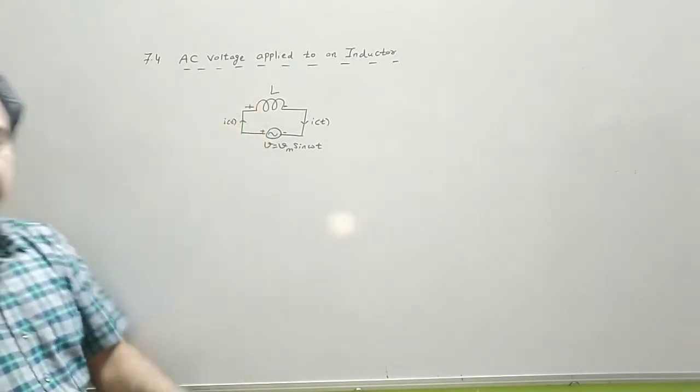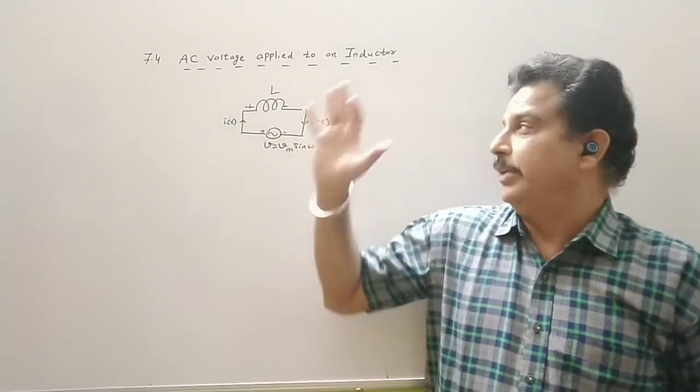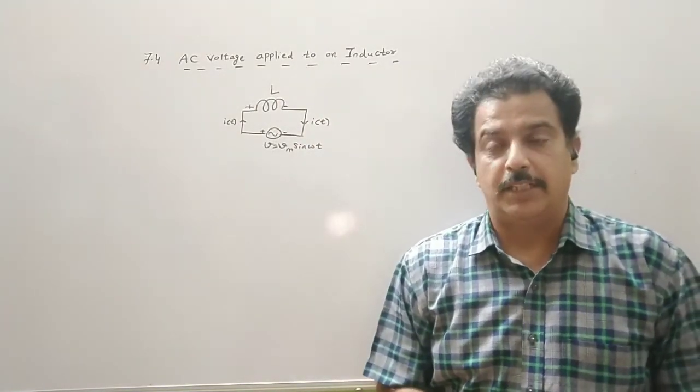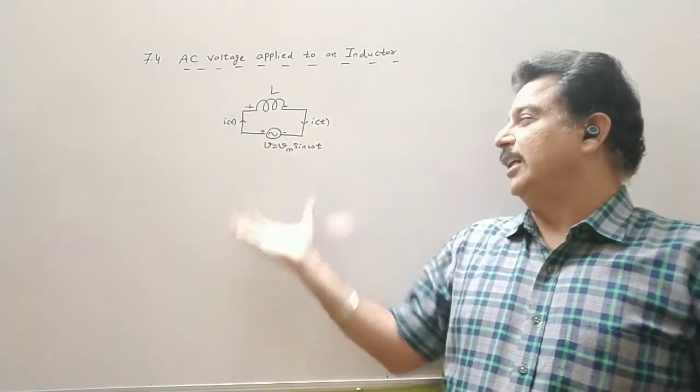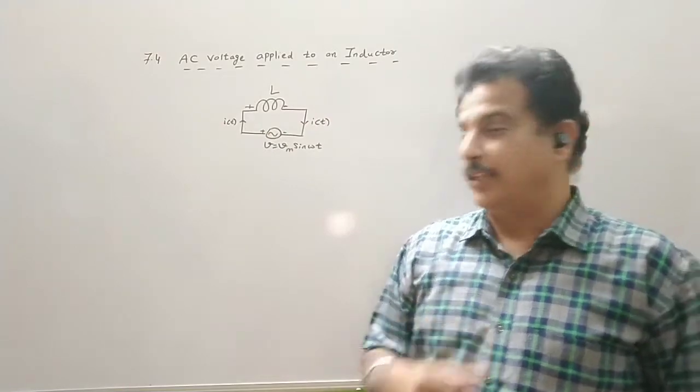Now we know the behavior of an inductor. It opposes the growth and the decay of the current. So when the current is increasing, it opposes the change. That is our Lenz's law.